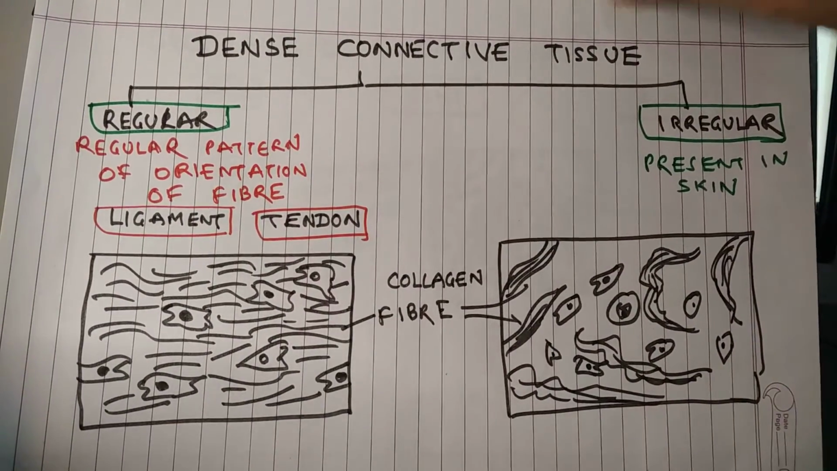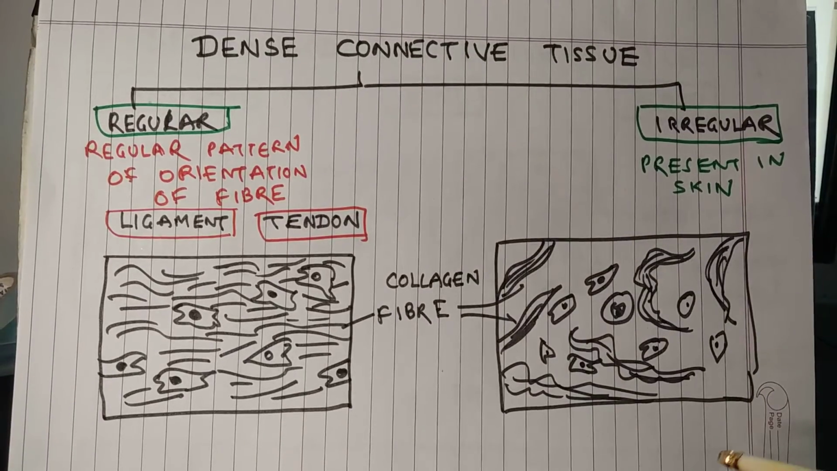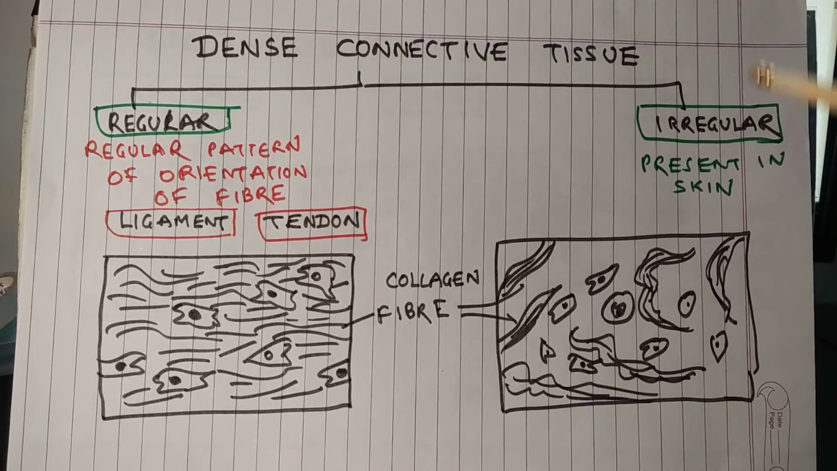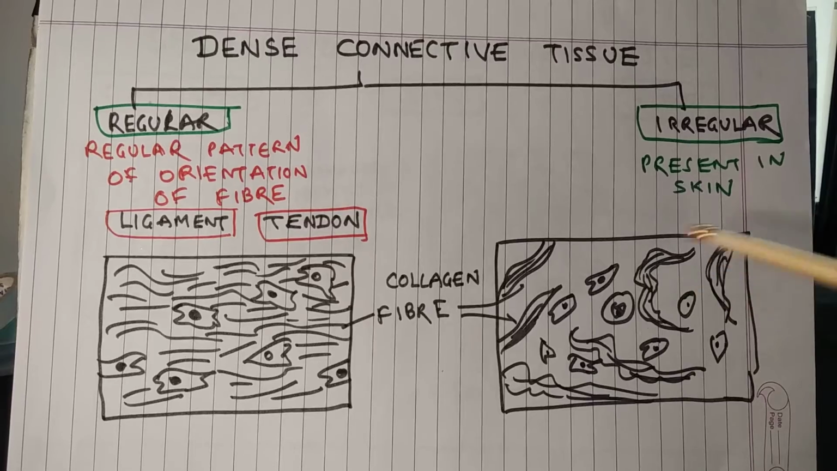In dense connective tissue, the components are compactly arranged, and that is why they are dense. There are two types: regular dense connective tissue and irregular dense connective tissue. In regular dense connective tissue, the orientation of fibers follows a regular pattern, and that is not the case in irregular dense connective tissue. Irregular dense connective tissue is found in skin.